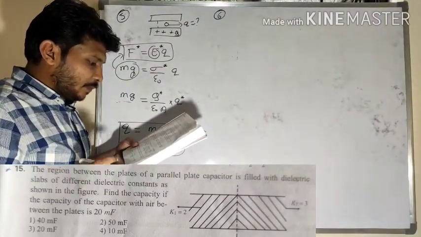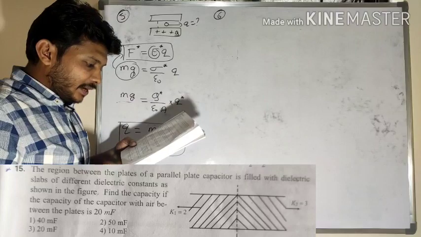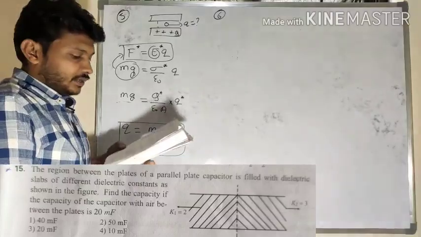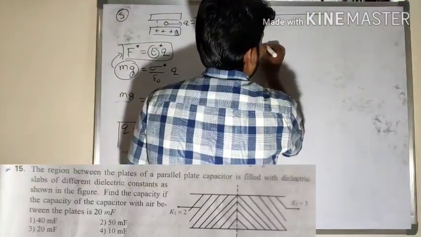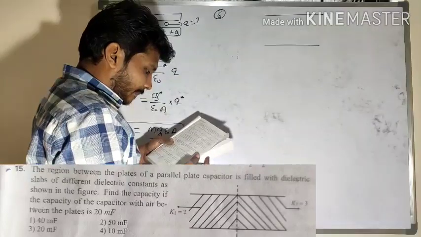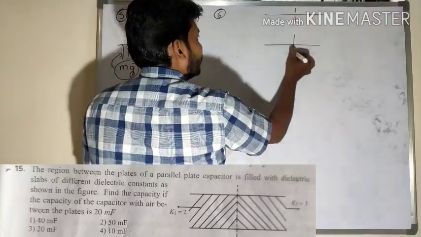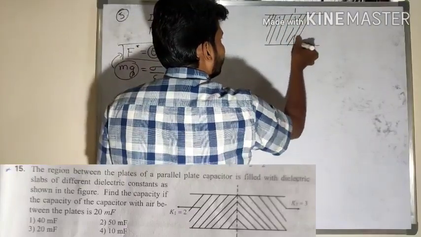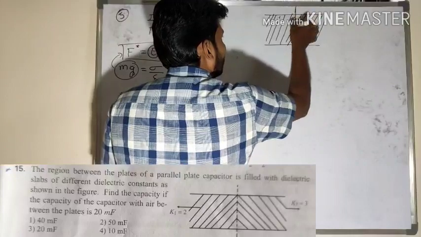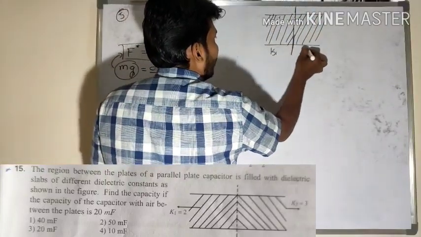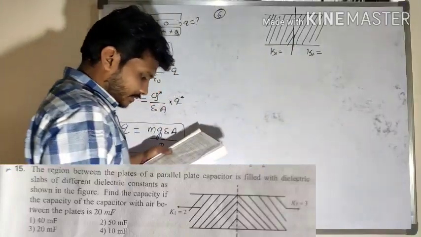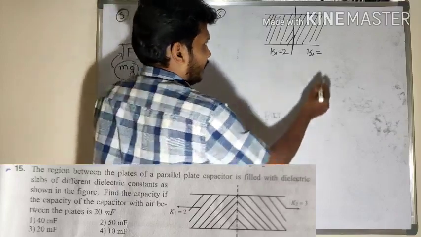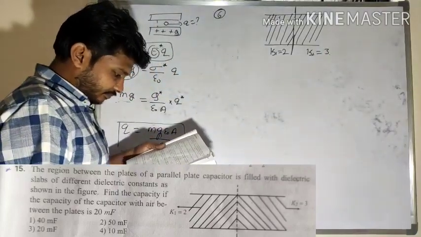Next one. The region between two plates of a parallel plate capacitor is filled with dielectric slabs of different dielectric constants as shown in the figure. So here they mention one parallel plate, and it is going to be filled with dielectric media of different materials. This is one dielectric medium and this is the other dielectric medium, placed in such a manner. This dielectric constant value is 2 and this dielectric constant value is 3.